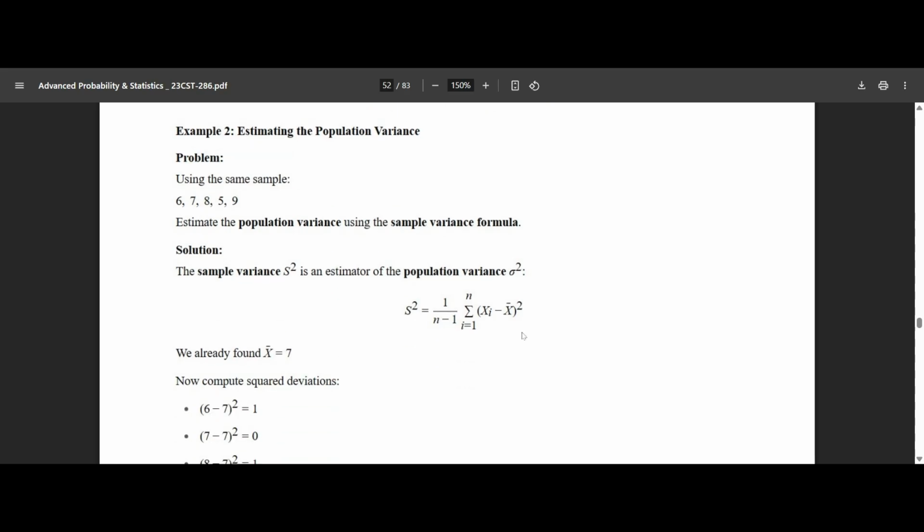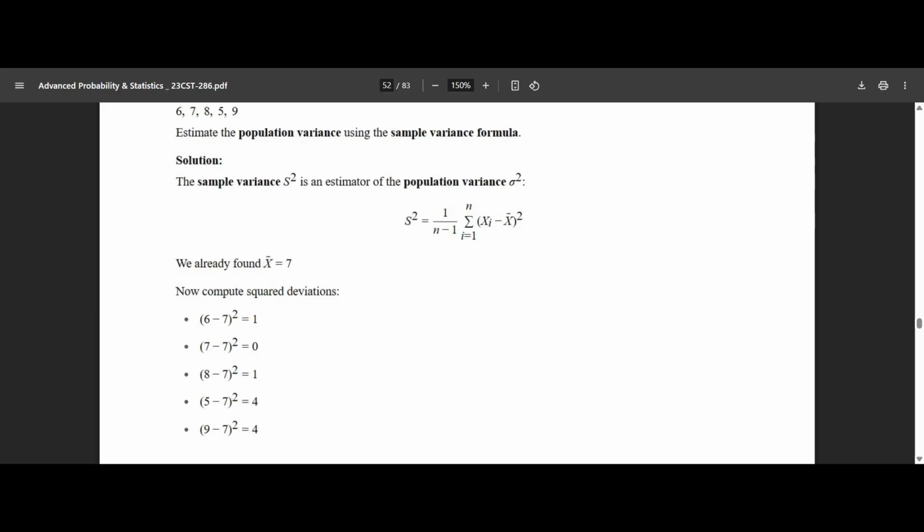Estimating the population variance. Again, we have certain data, that is sample data. Now we have to estimate the population variance using the sample variance formula. So we use the required formula, that is S squared, where S means standard deviation. S squared equals 1 by n minus 1, sigma i equals 1 to n, xi minus x bar whole square.